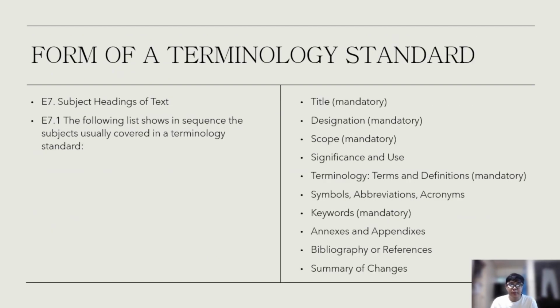Form of a terminology standard. Subject headings of text. The following list shows in sequence the subjects usually covered in a terminology standard. First, title, mandatory. Designation, mandatory. Scope, mandatory. Significance and use. Terminology, terms and definitions, mandatory. Symbols, abbreviations, acronyms. Keywords, mandatory. Annexes, appendixes, bibliography or references, summary of changes.